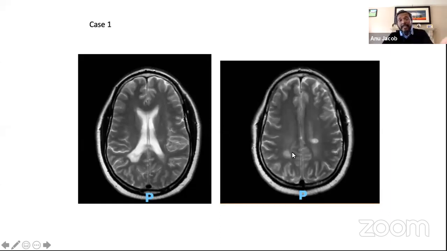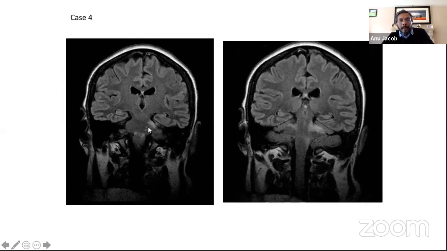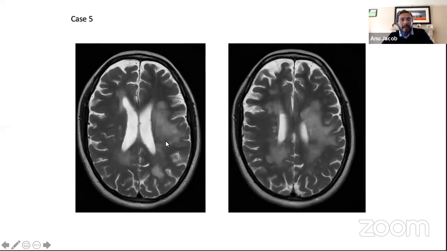Many a time you can say this looks like MS, and I would agree. On its own, a single lesion will not be able to tell you, but it's the overall picture that may guide you, and often it is very difficult. Cerebellar peduncle lesions, fluffy large lesions.